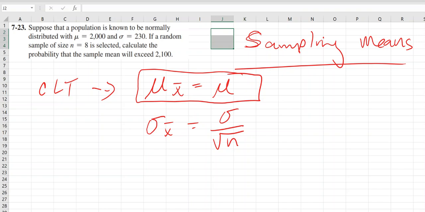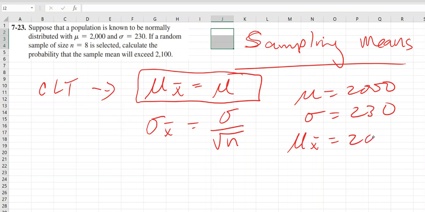So in this case, I know that mu equals 2000. I know that sigma equals 230. Therefore, I know that mu x bar equals 2000. And sigma x bar must equal 230 divided by the square root of the sample size, which in this case is 8. Okay, so what we're going to do is we're going to solve it.